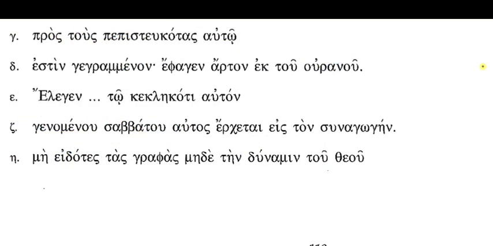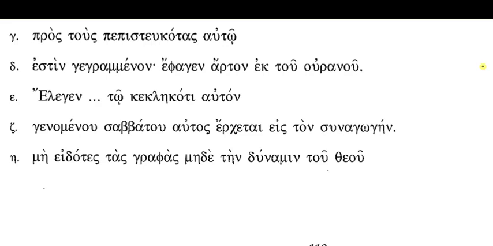Can we read epsilon together? Ready? Elegen tō kekalēkoti autōn. You can repeat after me. Elegen tō kekalēkoti autōn. All right. So who's speaking, or which person and number is speaking in elegen? Yeah, one person. So he, she, or it. And is this epsilon an augment or a reduplication? It's an augment. And so this is either imperfect or aorist. Which one is it? It's the imperfect from legō, using the present stem, right?